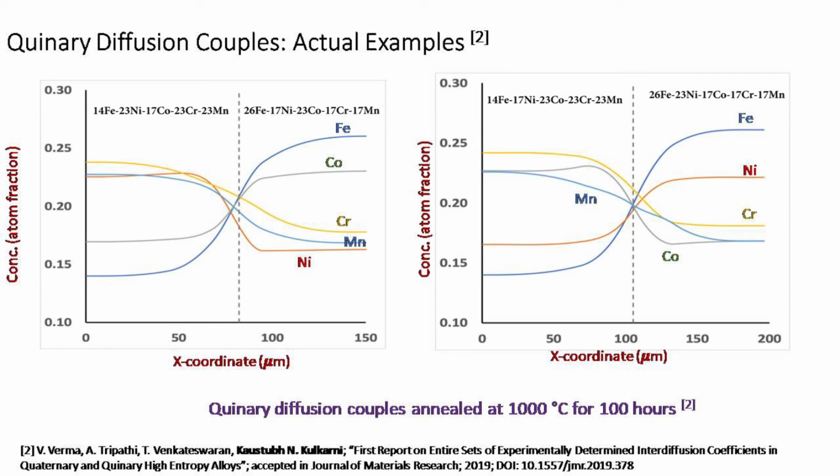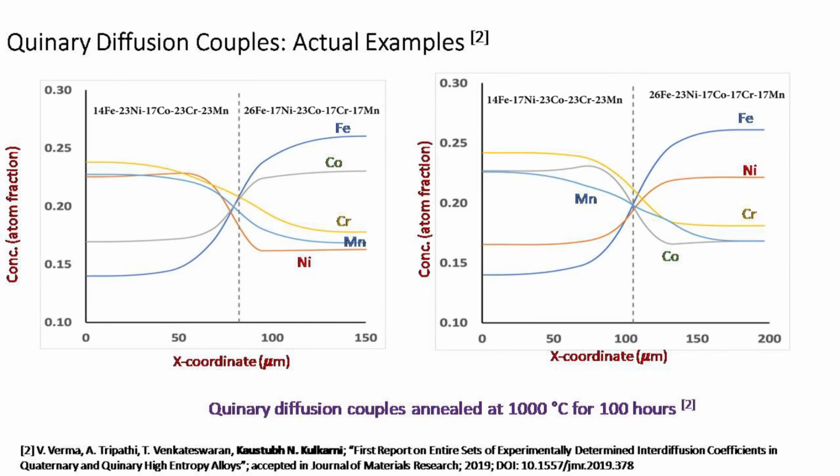This particular system, iron, nickel, cobalt, chrome, manganese, is a very important system. It has recently gained a lot of importance, particularly in high entropy alloys, in which diffusion is one of the most debated topics. And these couples actually show there exist strong diffusional interactions in high entropy alloy systems, particularly this one, iron, nickel, cobalt, chrome, manganese. If you want more, you can refer to this paper.